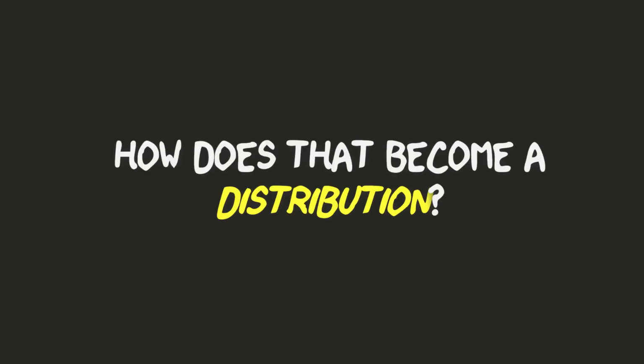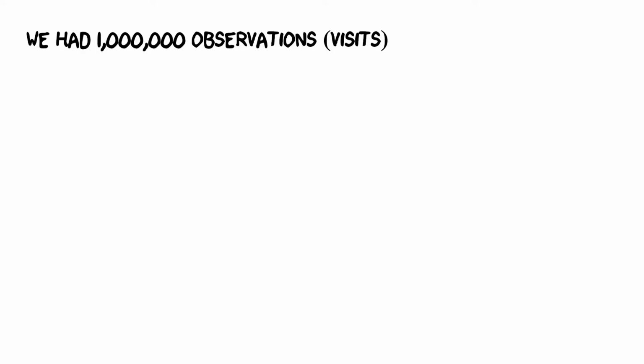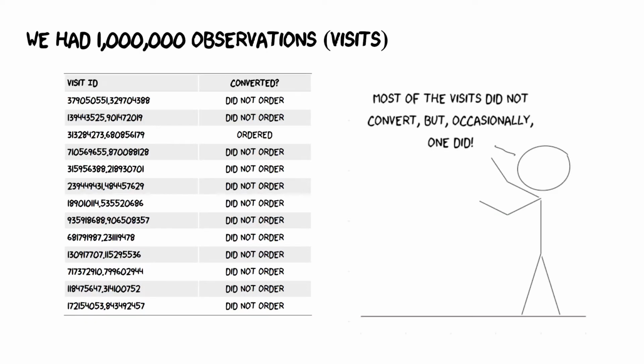So how does that 3% become a distribution? Well, one way to look at this is we had 1 million visits. That's really 1 million observations. And really, in the underlying data table, we'd have a row for each one of those observations, and each one would be flagged. This is where converted is a binomial metric. It's either they did not order or they did order. And that could be a 0 or a 1. It could be a true or a false. Here it's shown as did not order or ordered.